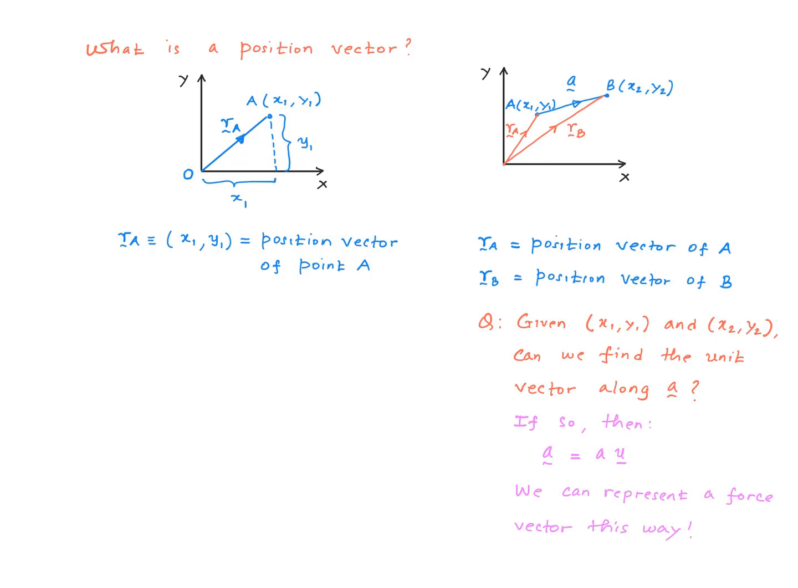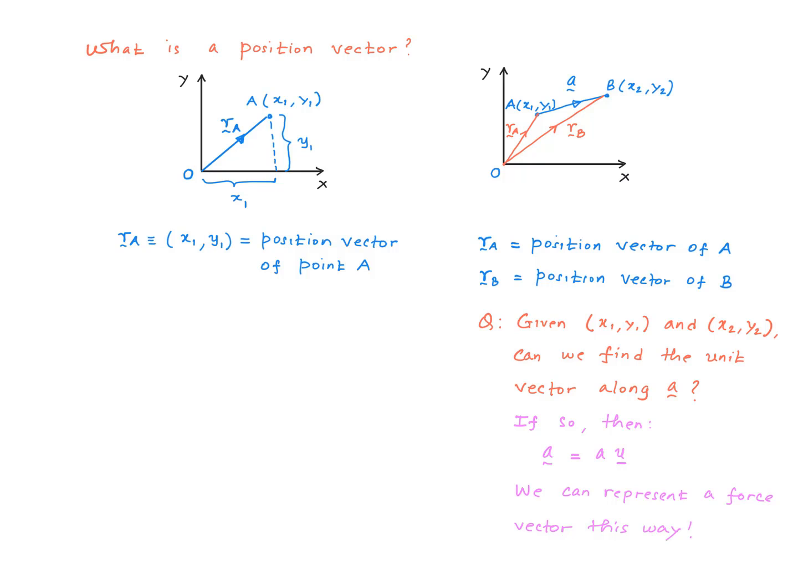Now supposing there's a general vector A which doesn't start from the origin, but starts from point A and goes to point B. The vector going from the origin O to point A is the position vector of point A, and similarly the vector going from point O to point B is the position vector of point B. Supposing the coordinates of point A and point B are given.